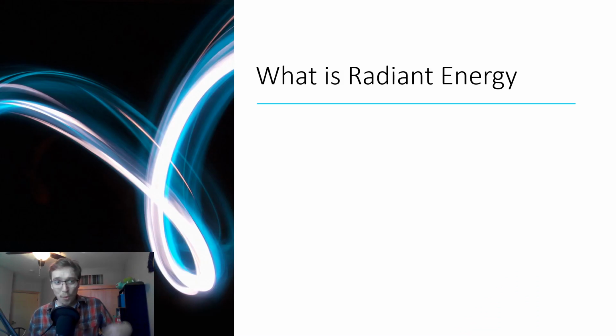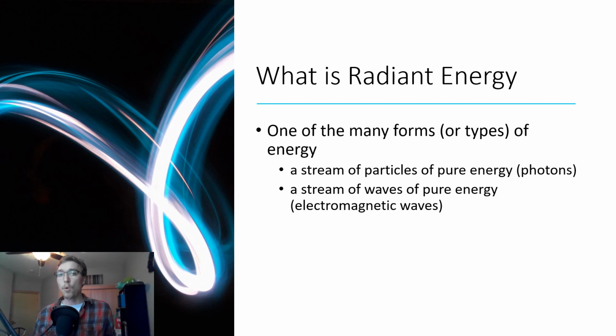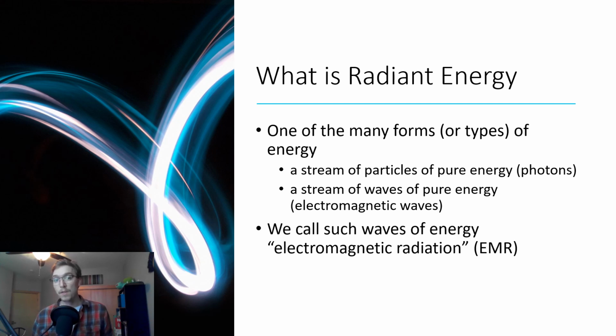We ask ourselves, what is radiant energy? We kind of talked about it, but radiant energy is just one of the many forms or types of energy throughout our world. It's a stream of particles of pure energy, like photons, or a stream of waves of pure energy, like electromagnetic waves. We call, for example, the waves electromagnetic radiation, or EMR.